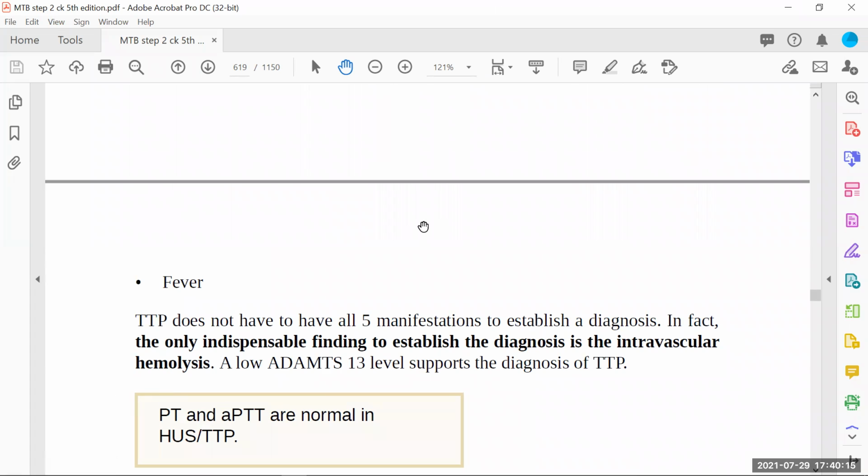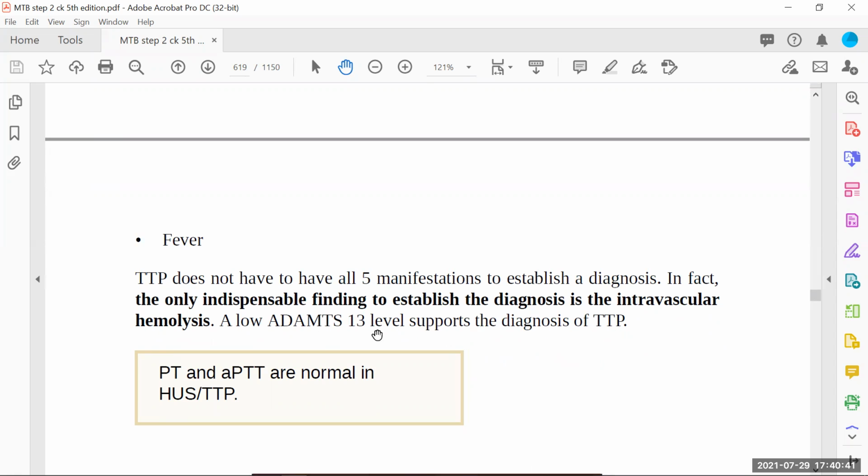So for HUS, of course, Shigella infection, E. coli infection, they are there. That's why the patient must be having infectious symptoms because of the infection. Apart from that, if you see only intravascular hemolysis, everywhere the blood is lysed, and the patient is going to experience purpura everywhere, we can say it's TTP. A low ADAMTS13 level supports the diagnosis of TTP.